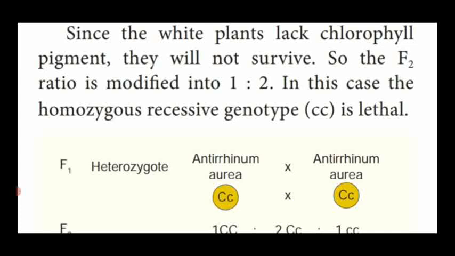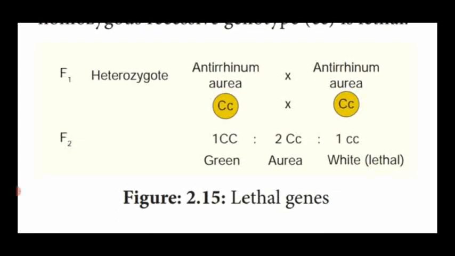So in this Antirrhinum plant, if they contain the recessive gene with a pair of alleles, small cc, that is the white color plant, which has the lethal gene which causes death of an organism. So the homozygous recessive genotype is the lethal. See the flow chart. F1 heterozygote, Cc, named as Antirrhinum aurea, which is crossed with another hybrid Antirrhinum aurea. In the F2 we are getting one green, two aurea and one white.